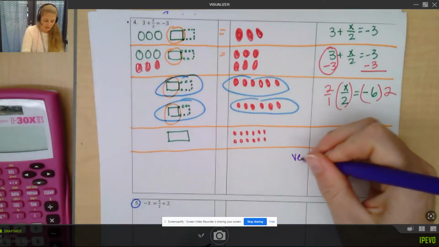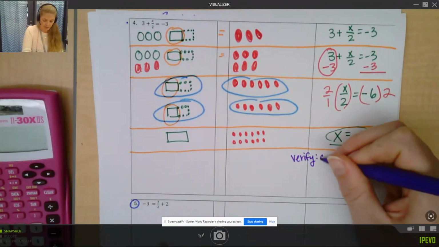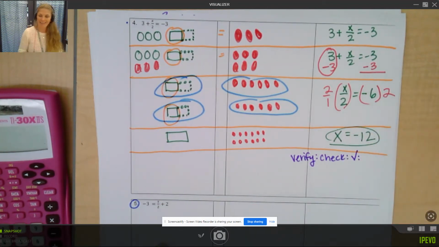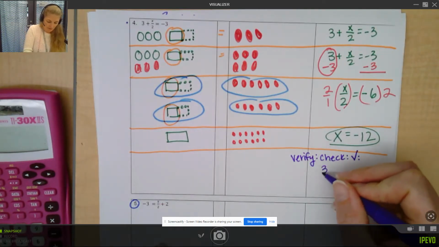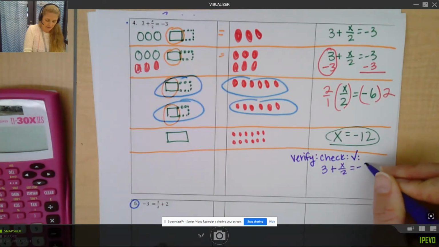And I'm going to show the verify, and from here on out, I'm just going to show the verify with the equation. So we call it a verify. You can also just call it a check, or sometimes you might just see me write a check mark like that if I'm labeling where I'm doing my verify. So of course, I'm going to write the original equation always. 3 plus x over 2 is equal to -3.